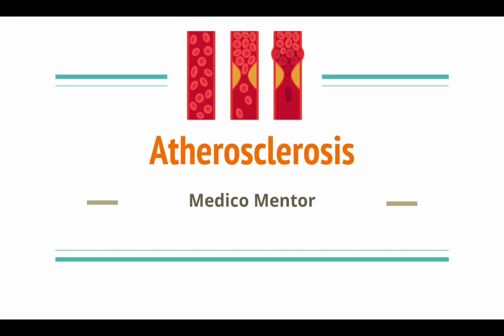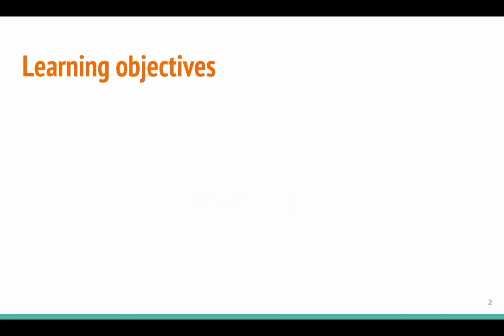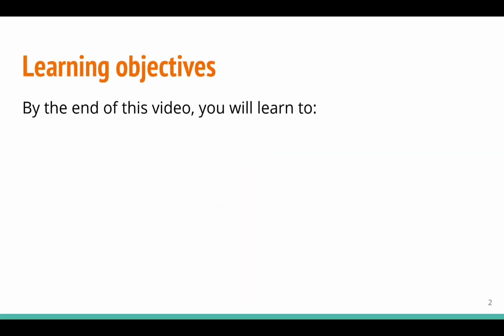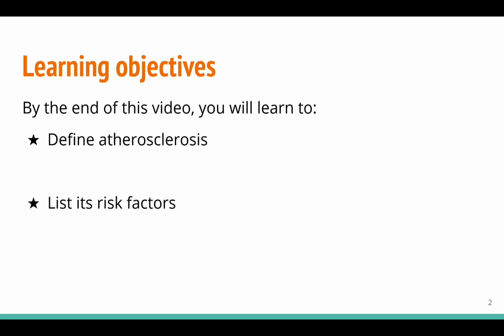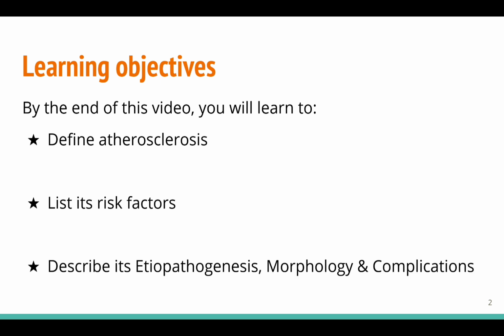Today we're going to talk about atherosclerosis. Today's learning objectives are: by the end of this video, you'll be able to define atherosclerosis, list its risk factors, and describe its etiopathogenesis, morphology under gross and microscopy, and a little bit about complications.